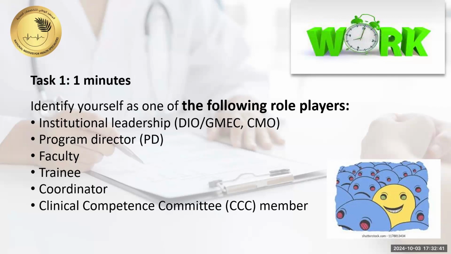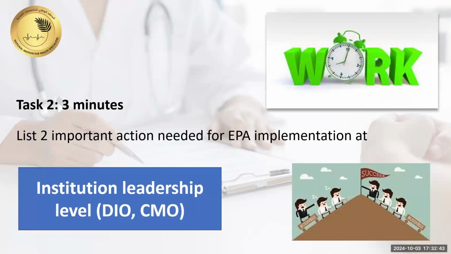So let's go further. Now, you are nominated, by yourself, the DIO or the CMO of the institution. Okay? So what are two important actions you need to do to implement EPAs? Can I hear? Anybody, DIO or CMO in the audience? Or who wants to be a DIO or a CMO?